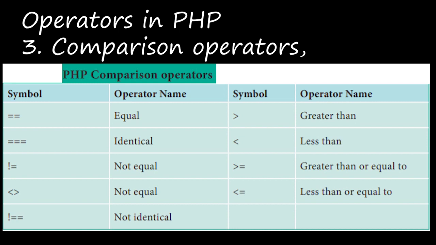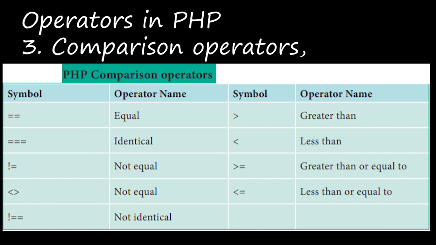Then identical means triple equal to. Not identical means exclamation mark and double equal to. For not equal to, we can also use another symbol: greater than and less than together. That also means not equal to. And then we all know greater than, less than, greater than or equal to, less than or equal to; these all come under comparison operators.